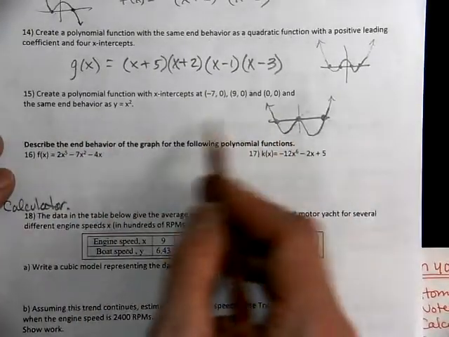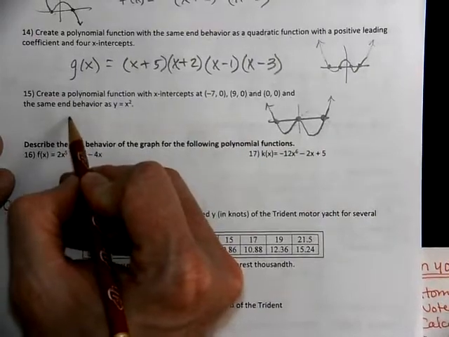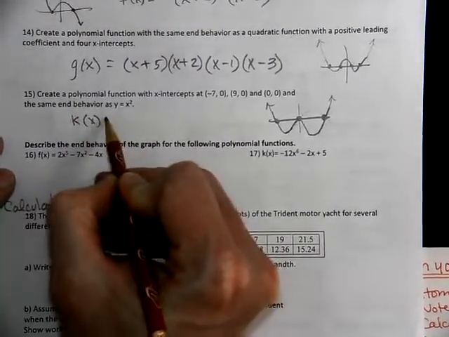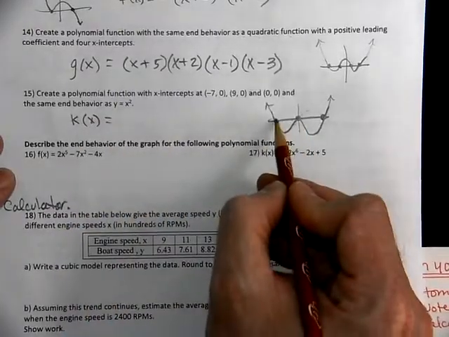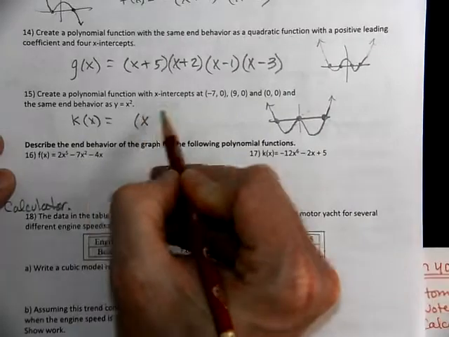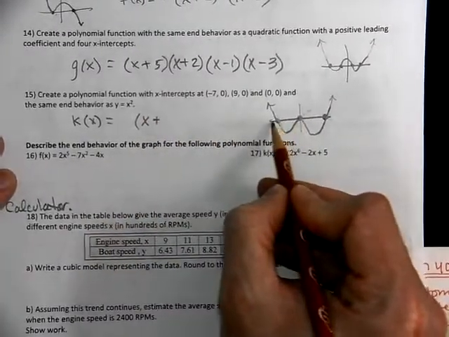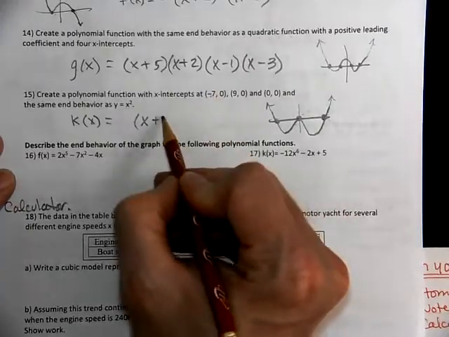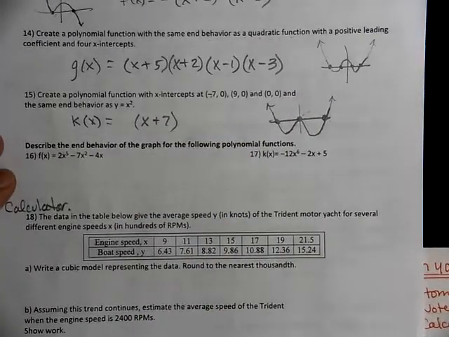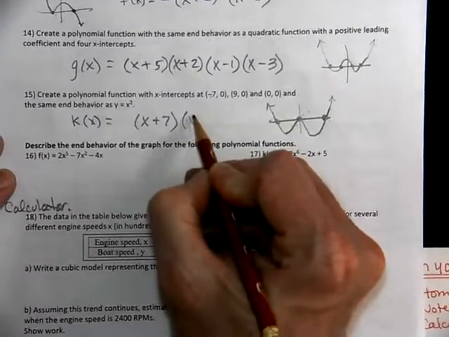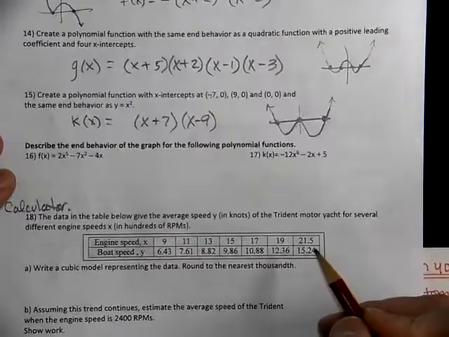So we'll just make up what this equation looks like. K of x, we'll call it a new name. It's got to be over here, which would be x plus some number. Oh, if it's going to go through negative 7, it's got to be exactly x plus 7. And if it's going to go out here at 9, it's got to be exactly x minus 9.